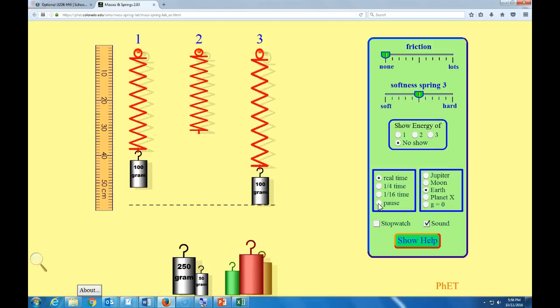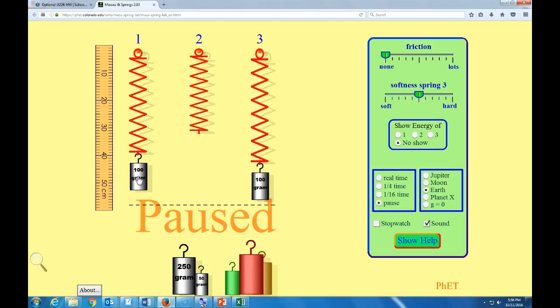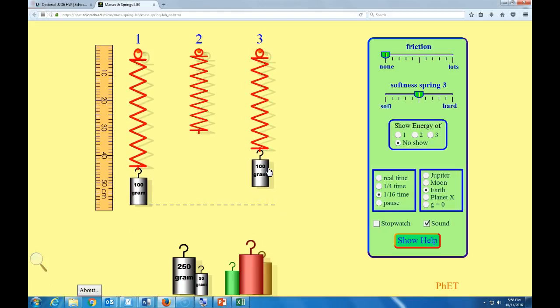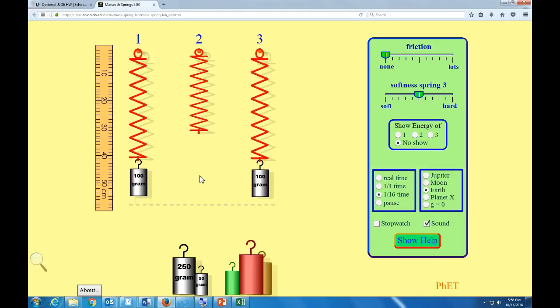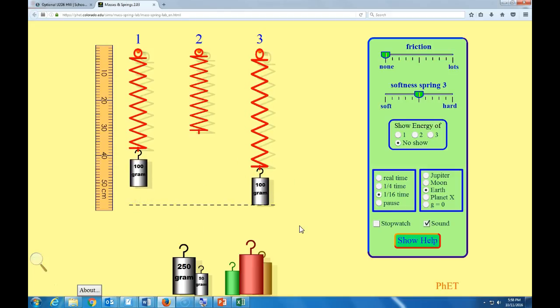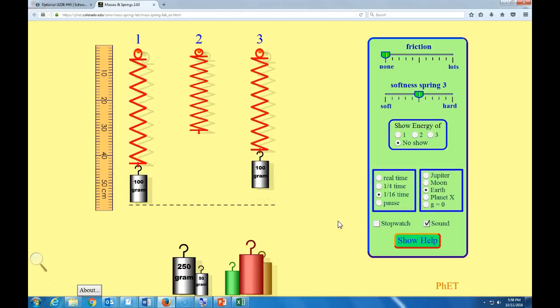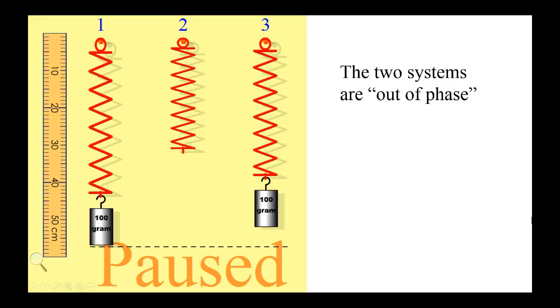Let me pause. When this one is up, this one is down. And if we go slowly, when this one gets to the bottom, this one's at the top. So they're moving in opposite directions. The oscillations are the same, but they're not at the same part of the cycle. What we say is that the two systems are out of phase.